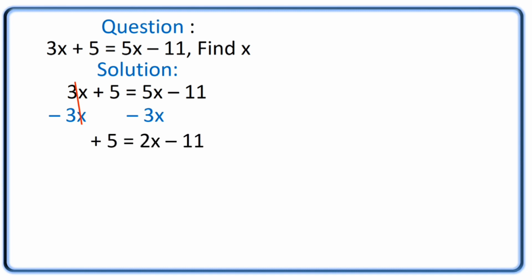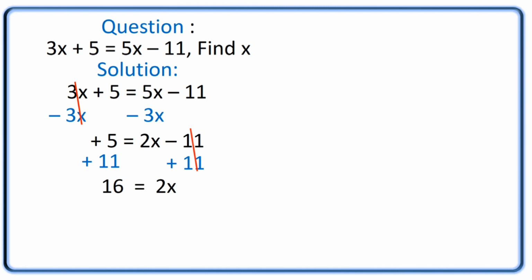Remaining constant number is plus 5 is equal to plus 5x minus 3x, which is 2x. Carry minus 11. Now remove minus 11. For that we have to put plus 11 on both sides. Then minus 11 and plus 11 get cancelled. Plus 5 plus 11 is equal to plus 16 is equal to 2x.